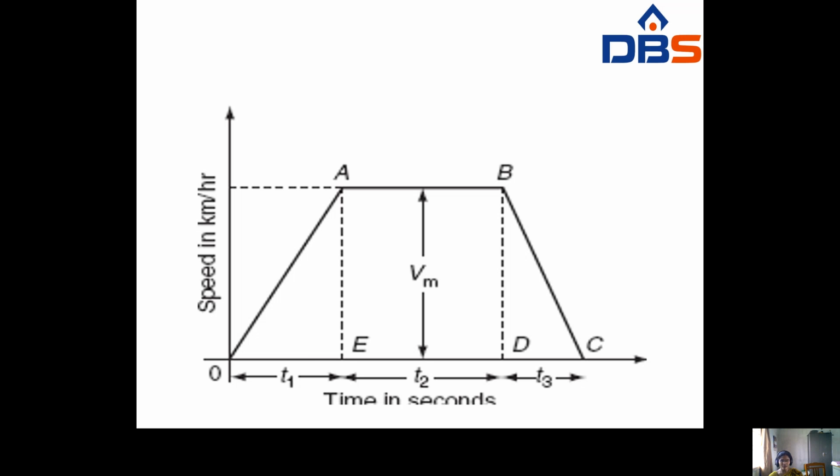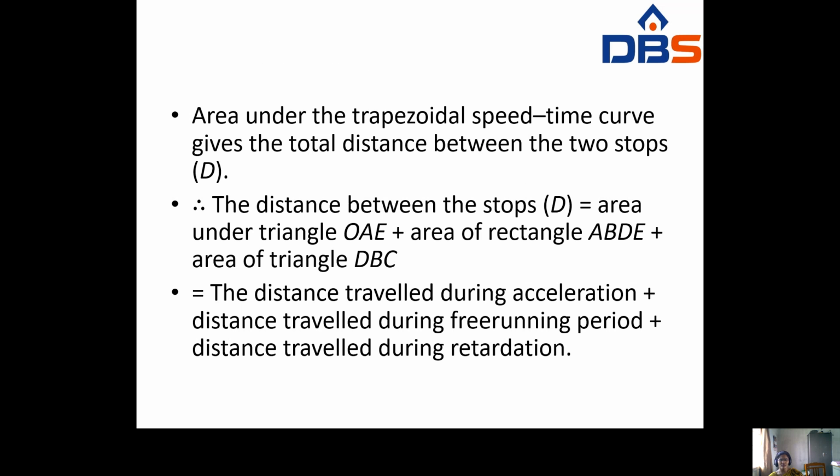So to find the area, you have to write the sum of the area of triangle OAE plus the area of rectangle ABED plus the area of triangle BDC.